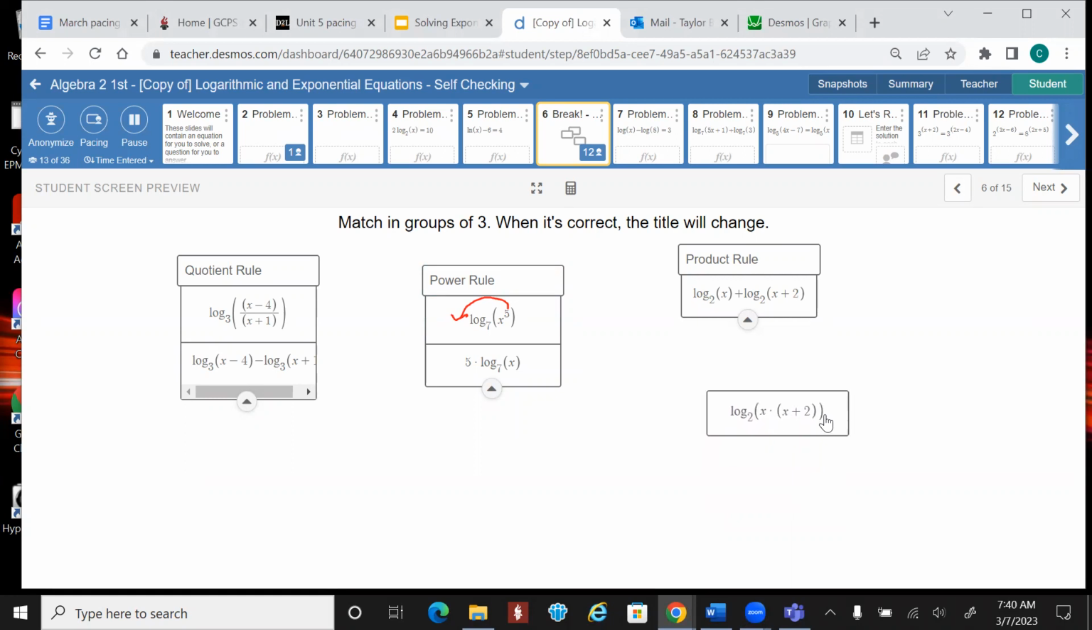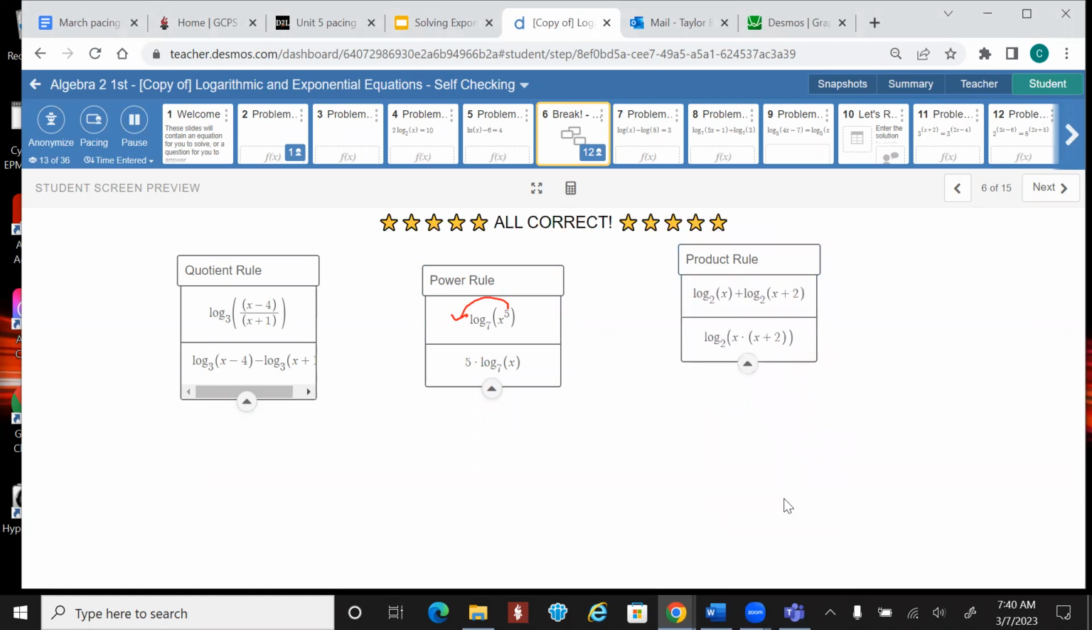Okay. Ta-da! I like these little stars. They make my heart happy.